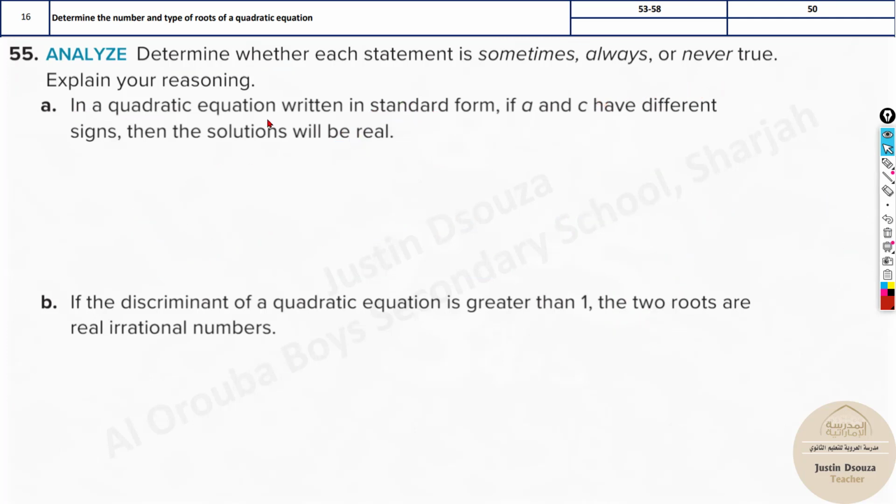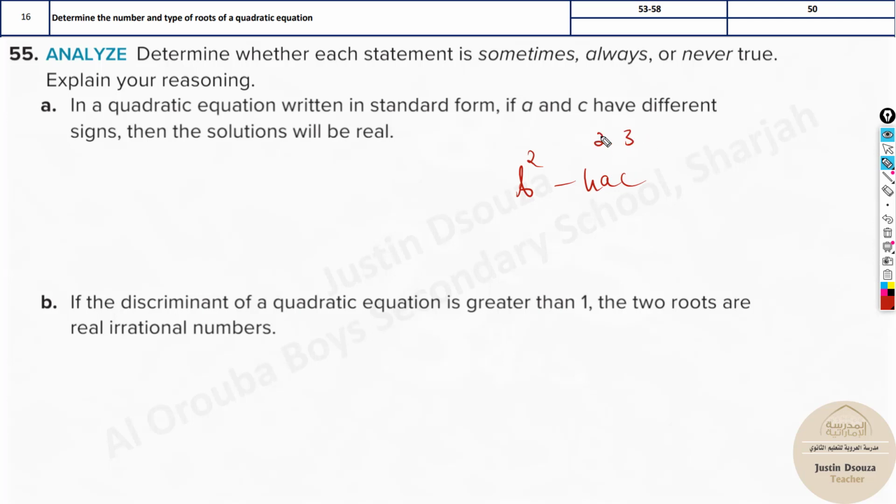Now, what about these problems? Here, you have to reason them. Determine whether each statement is sometimes, always, or never true. Explain your reasoning. In a quadratic equation written in standard form, if A and C have different signs, then the solution will be real. Yes, absolutely, right? Now, what is this exactly? Let's write the discriminant formula. B squared minus 4AC. If A and C have different signs, let it be any numbers. Okay, let's take 2 and 3.